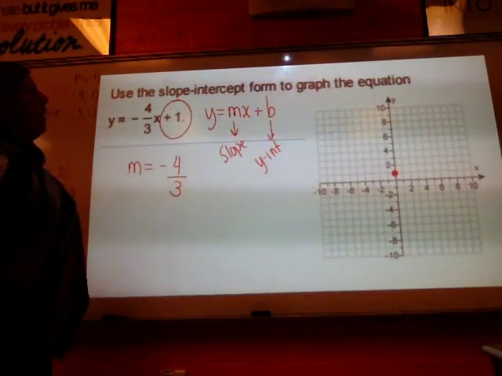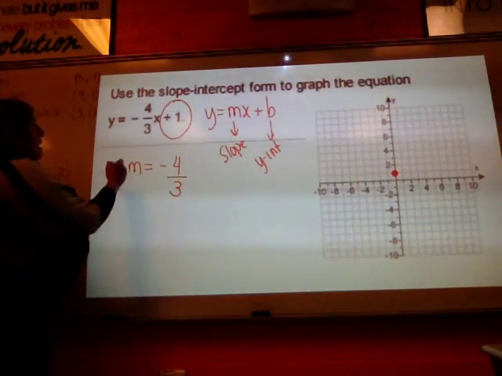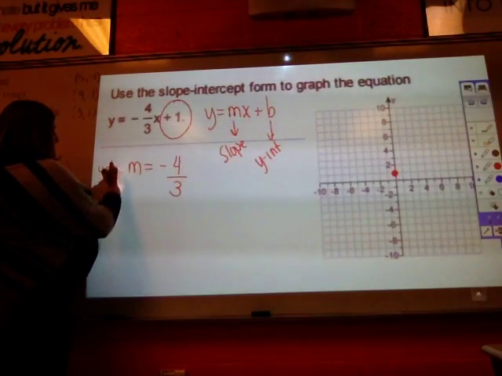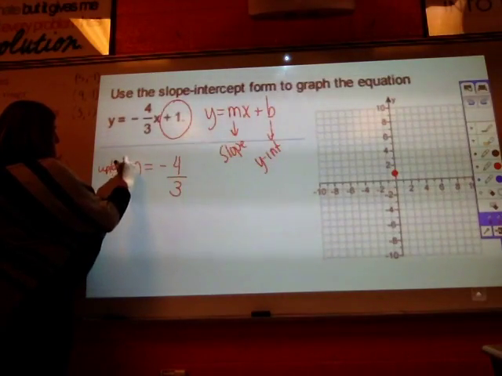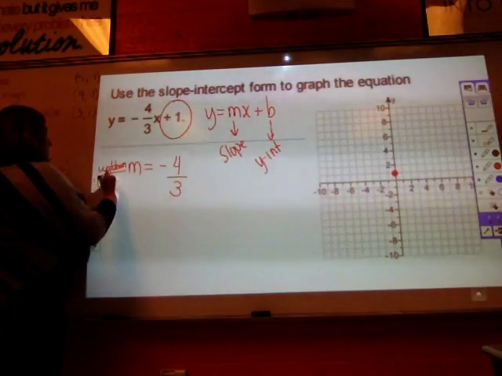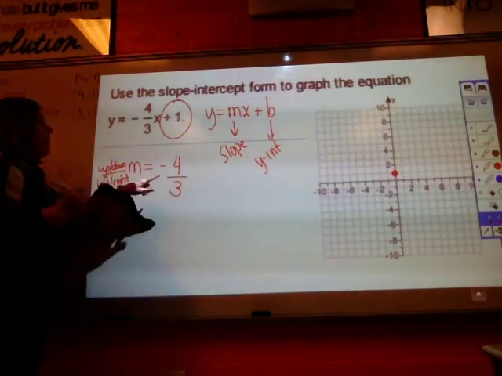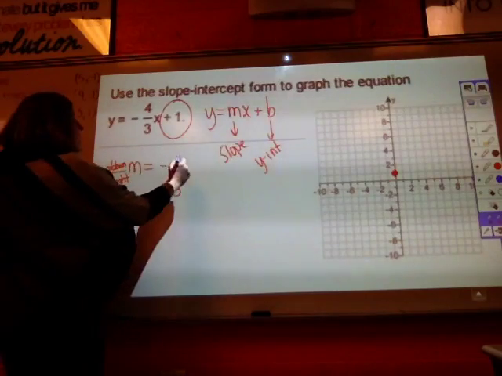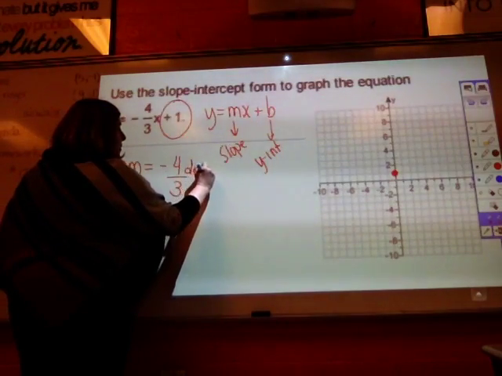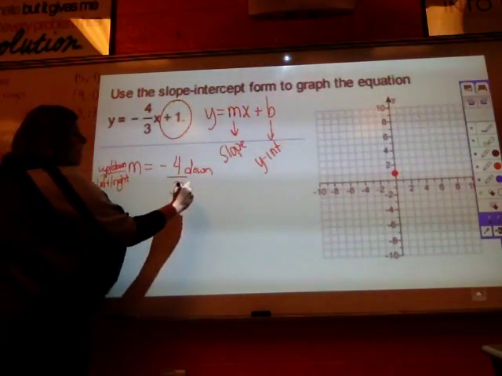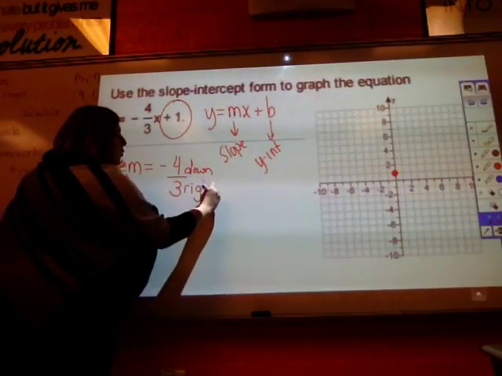Now, based on my slope, the top number of my slope tells me to go up or down, and the bottom number of my slope tells me to go left or right, depending on if it's positive or negative. Well, because this is negative 4, this is going to tell me to move down, and because this is a positive 3, it's going to tell me to move to the right.